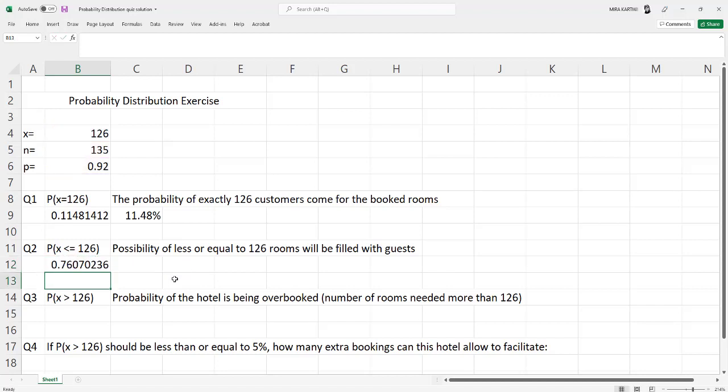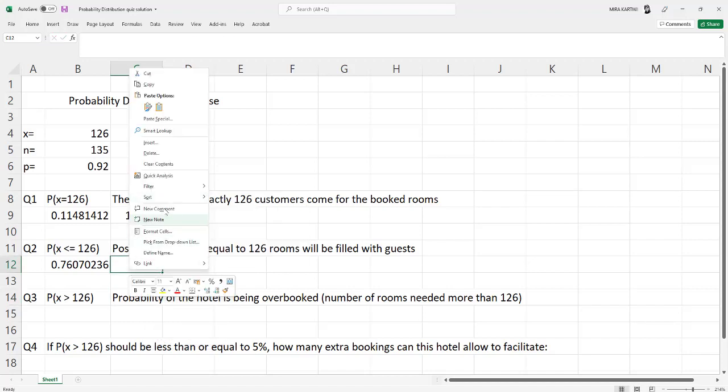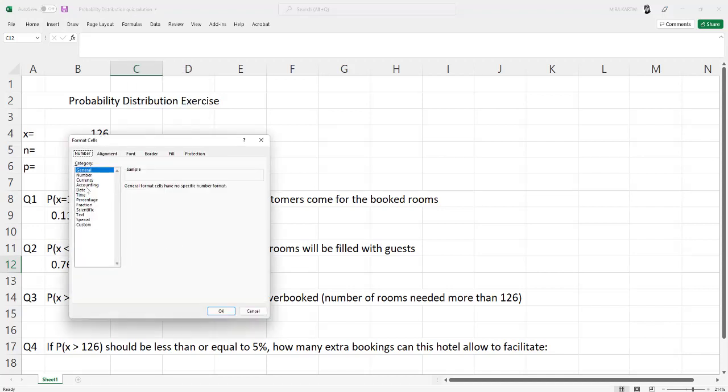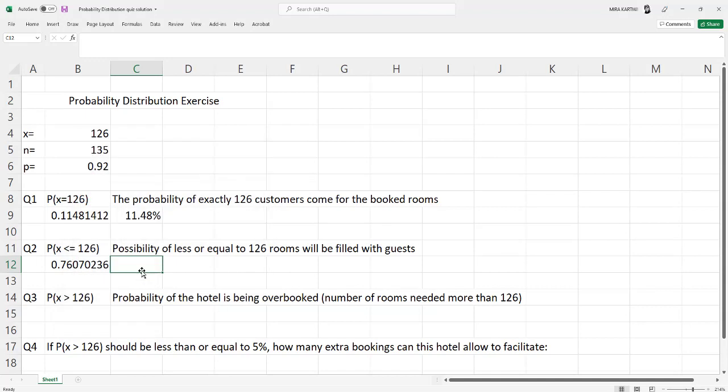Okay, so again, we have 76% here. Let me put this in the same format as what we have there. Just in case you missed the first one, you can actually use this format. Percentage. All right, so now we're going to put this in percentage, 76%. So 76% is the possibility of less than or equal to 126 rooms being filled with the guests.